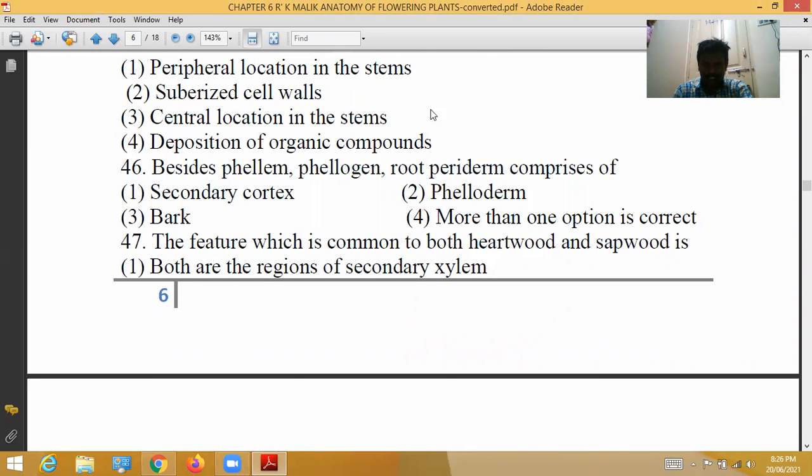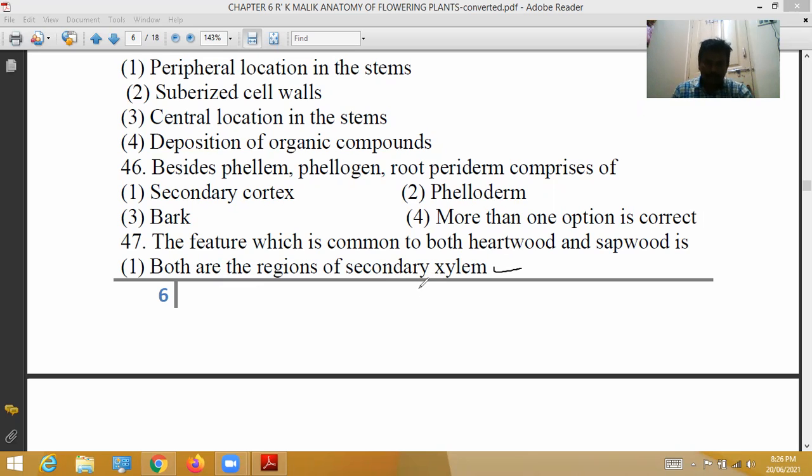47th question. The correct option is the first option. Heartwood and sapwood are both regions of secondary xylem. Only sapwood is involved in the conduction of water, because heartwood is blocked with accumulation of aromatic compounds.